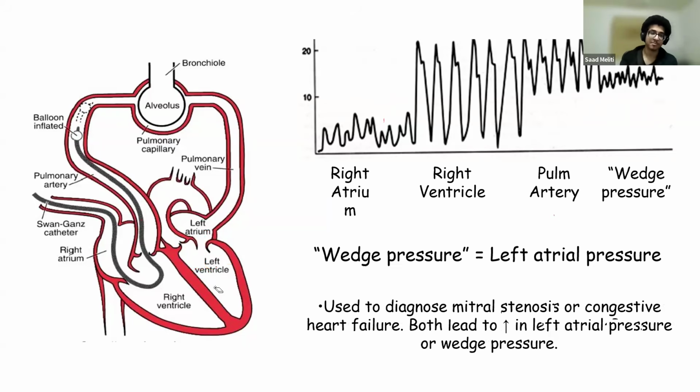In congestive heart failure, the blood backs up all the way through the pulmonary circulation, can go all the way back here. But it's not too important for you guys to know that. But basically, when the blood backs up to the left atrium, we're going to have increased pressure in the left atrium once again. And we can diagnose that by looking at the wedge pressure through this whole catheter thingy. Okay, does that make sense? I hope it makes sense.